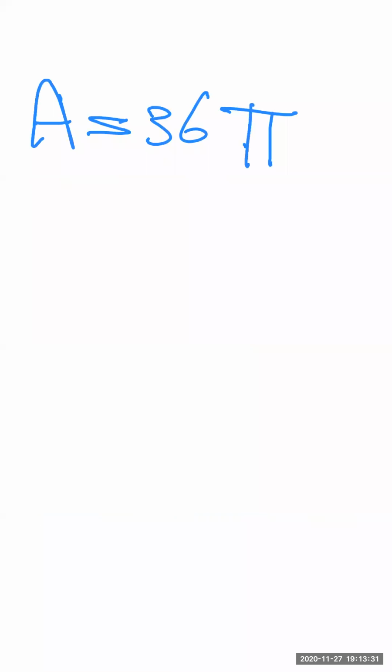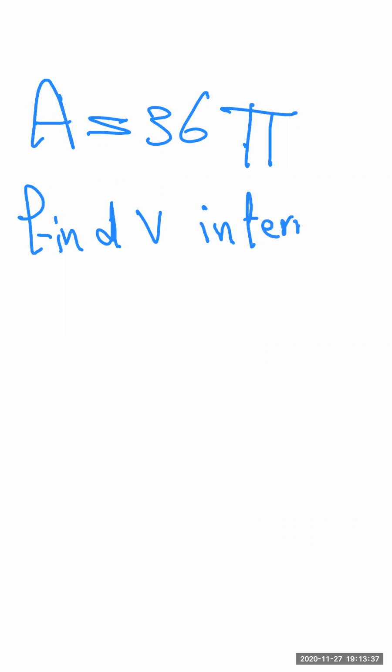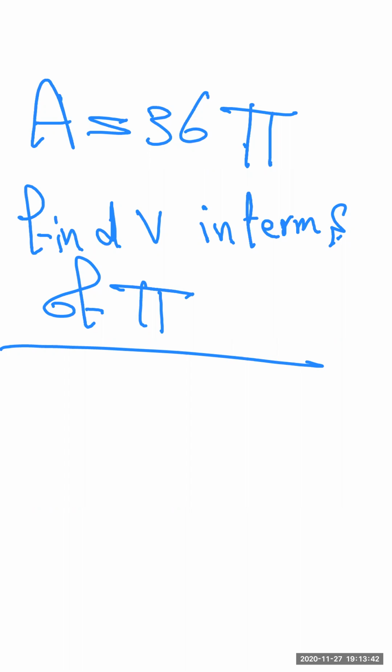The area of the sphere equals 36π. Find the volume in terms of π. What is the rule of the area? Area equals 4πr squared. Very good.